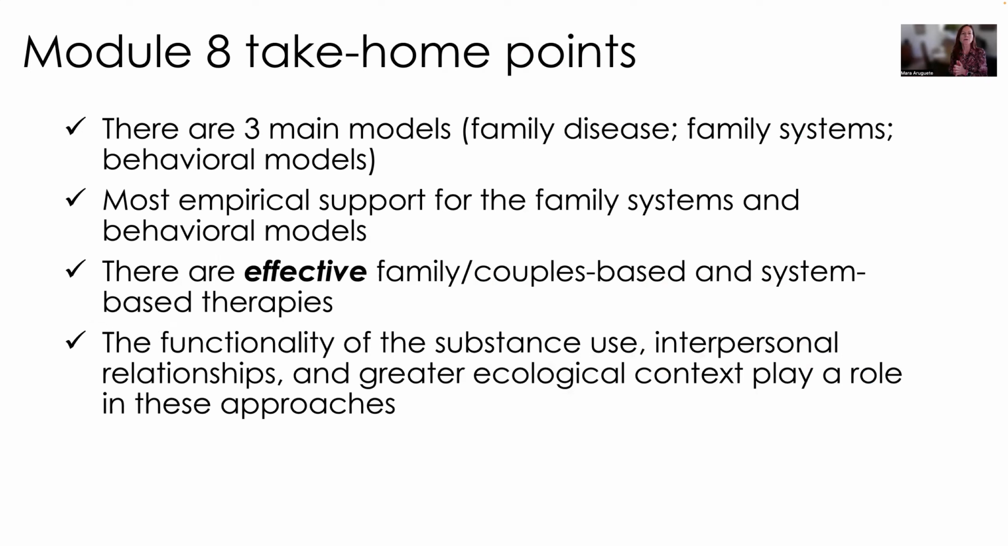Okay, so here are some take-home points. There are three main models: the family disease model, which we don't use much anymore, family systems, and behavioral models, which are often combined for most of the therapies. There is the most empirical support by far for the family systems and behavioral models. There are effective family, couple-based, and system-based therapies. So these are very, very effective. I want to just emphasize that these are some of the most effective things that we've got out there for addiction, and they're widely used as well. So you see family systems therapy in a lot of addiction treatments.